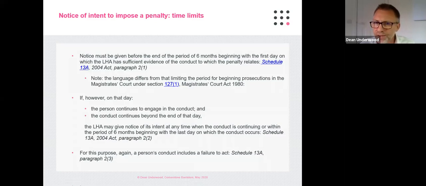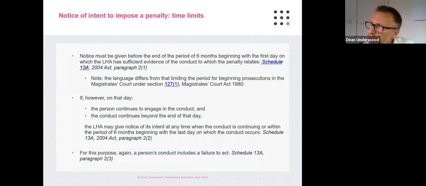13A which says that if, however, on that day, that is 6 months beginning with the first day on which the LHA has sufficient evidence, the person continues to engage in the conduct and that conduct continues beyond the end of that day, then the local housing authority may give notice of its intent at any time when the conduct is continuing or within the period of 6 months beginning with the last day on which the conduct occurs.